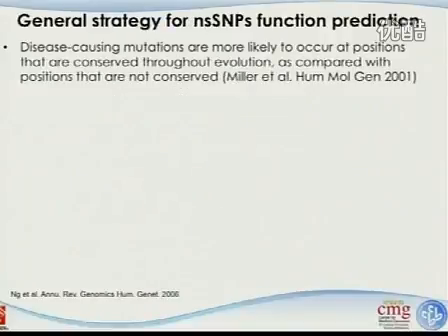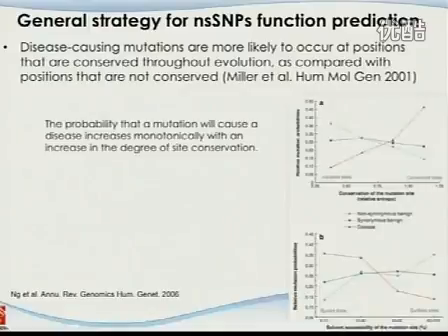For the general strategies of non-synonymous SNP functional prediction, disease-causing mutations are more likely to occur at positions that are conserved through evolution as compared with positions that are not conserved. This is a boring sentence, but it's so important because it is the base for most of the prediction algorithms. So let's go through this again. Disease-causing mutations are more likely to occur at positions that are conserved throughout evolution as compared with the positions that are not conserved. You can see this from the slides.